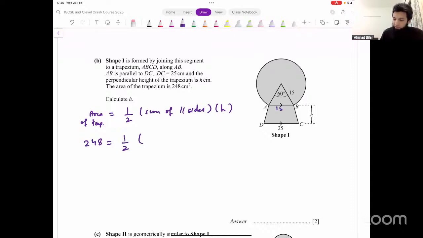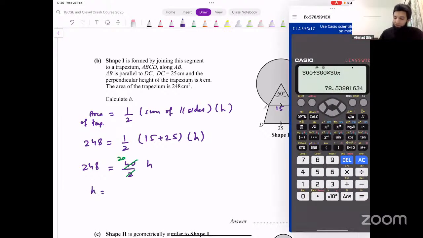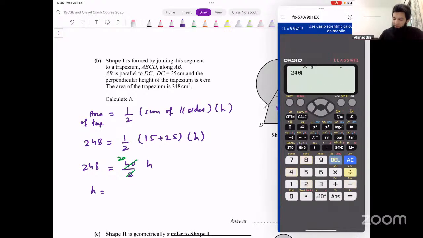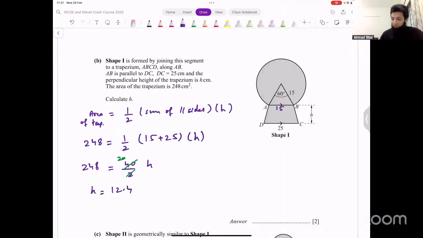This side we know is 15. So 15 plus 25 times h. And we can find the value of h from this. On the right side, we have 40/2 times h. On the left side, we have 248. This cancels out to give you 20, 248/20. That will give you the value of h. You can see what that is. 12.4. That's h. That's the height of that trapezium, 12.4. And that's what we were looking for.